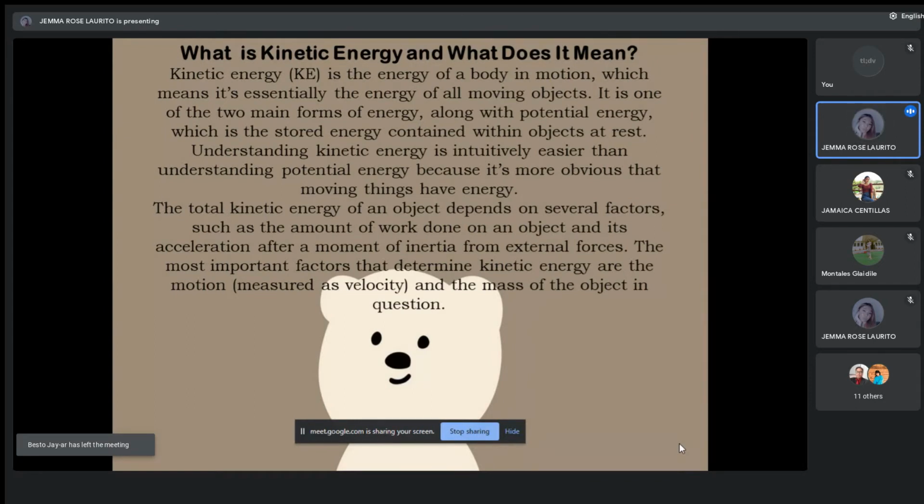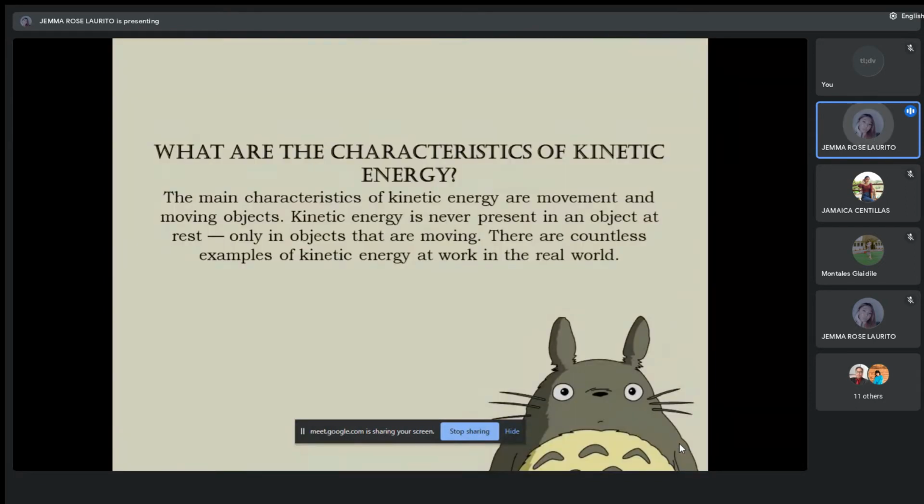What are the characteristics of kinetic energy? The main characteristics of kinetic energy are movement and moving objects. Kinetic energy is never present in an object at rest. So, kinetic energy is not present in objects that are not moving.